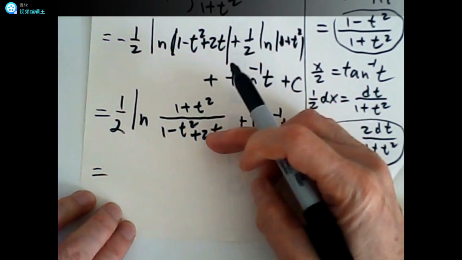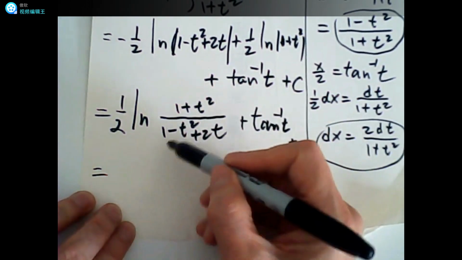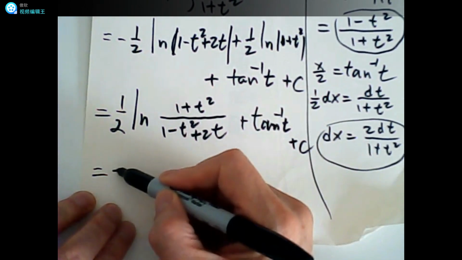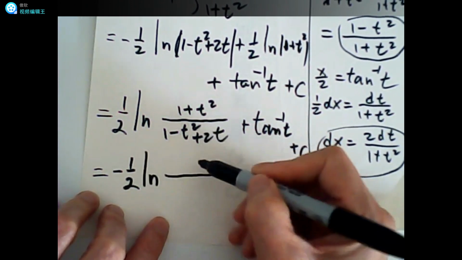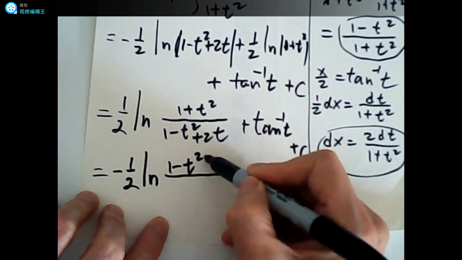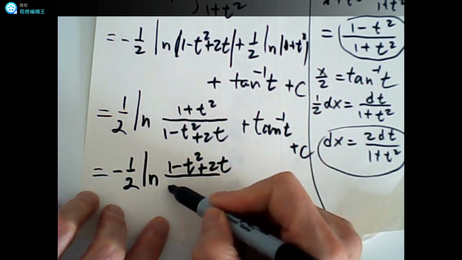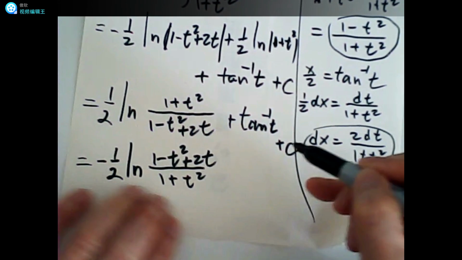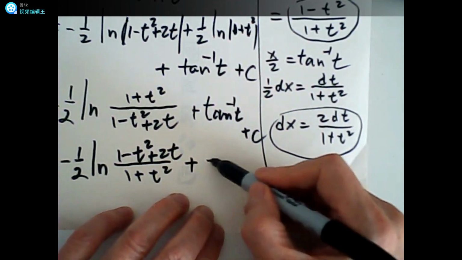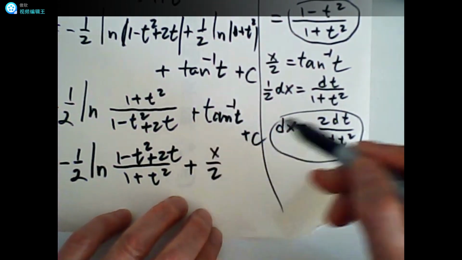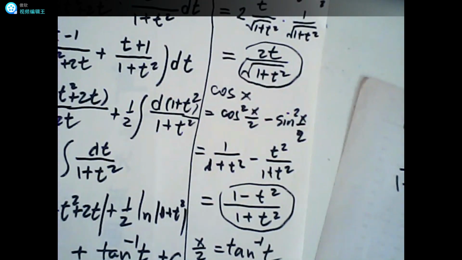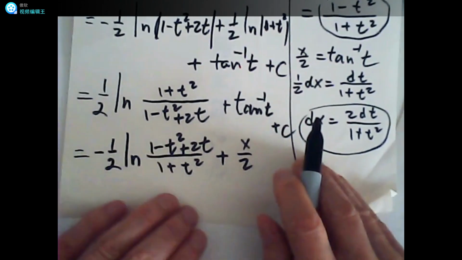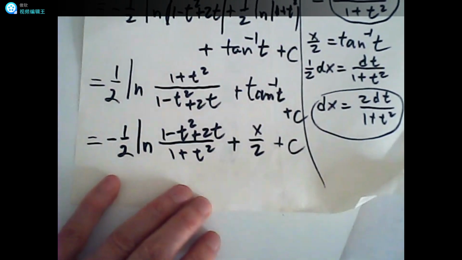Now, if I switch numerator and denominator, it will be -1. Therefore, I'll leave -1 outside. Negative, this will be upside down now. Minus t squared plus 2t, 1 plus t squared. This one is a half x, right? Because t is a tangent half x, and plus c.